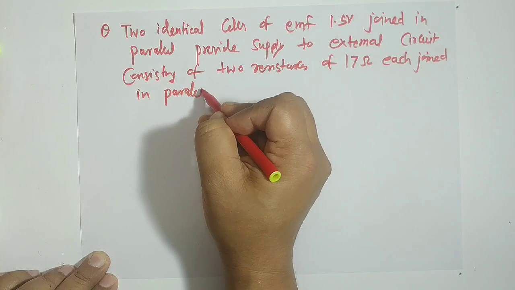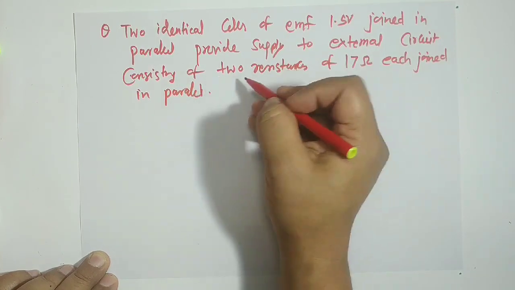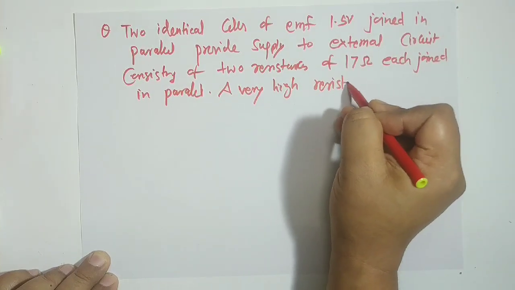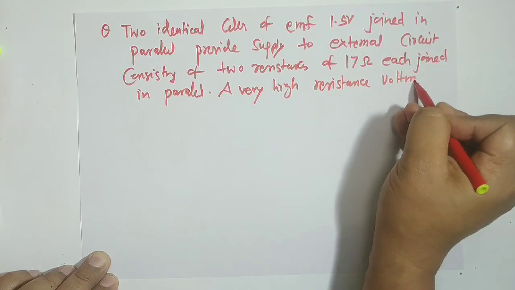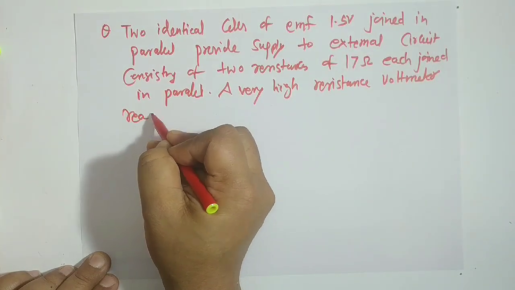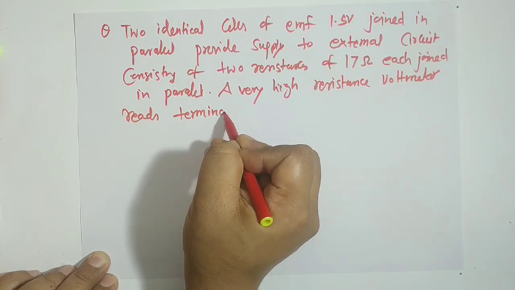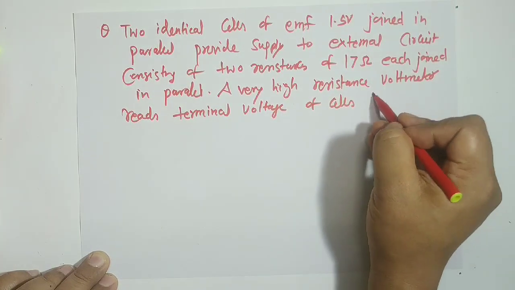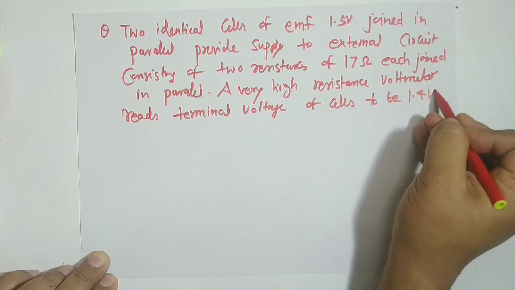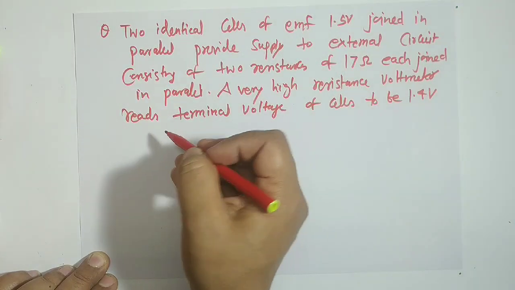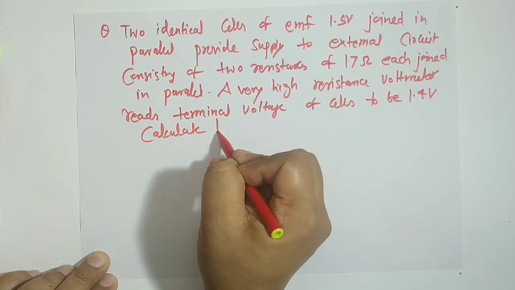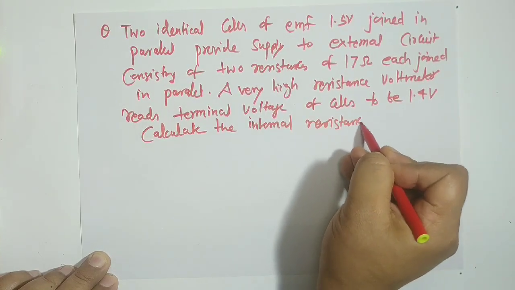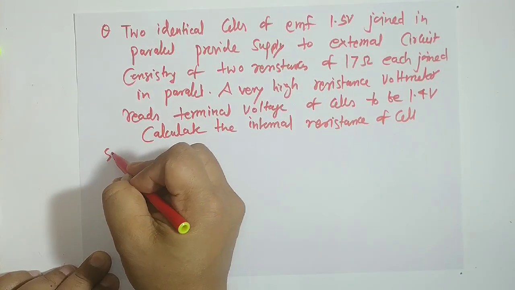And then a very high resistance voltmeter reads the terminal voltage of cells, and that is found to be 1.4 volt. That means that is less. There is some internal resistance in the cell and we have to calculate that only. Calculate the internal resistance of the cell. This is the question.